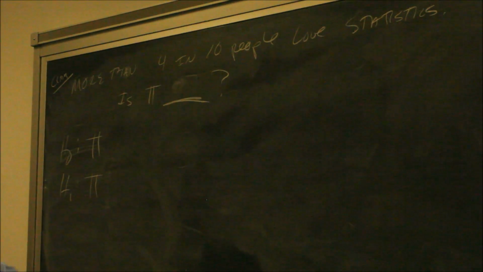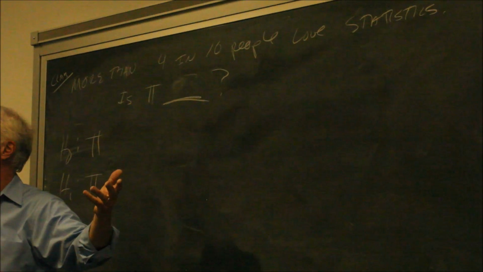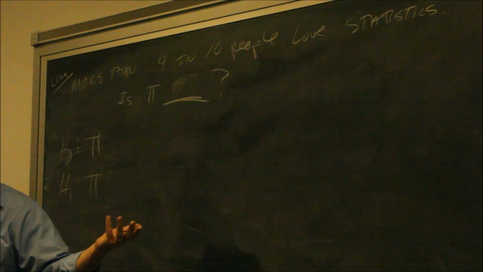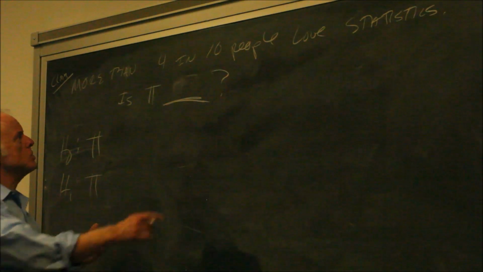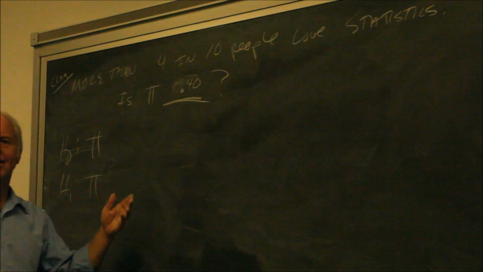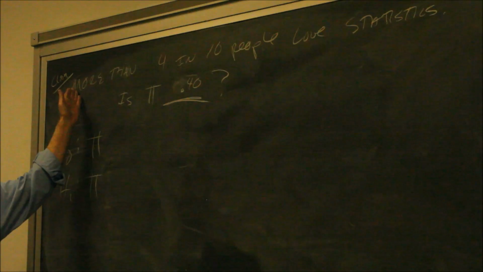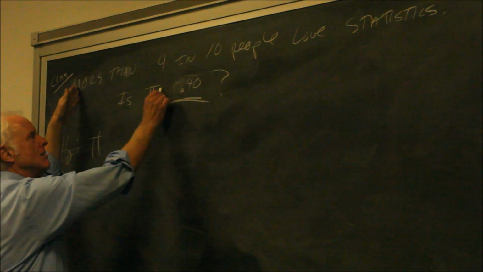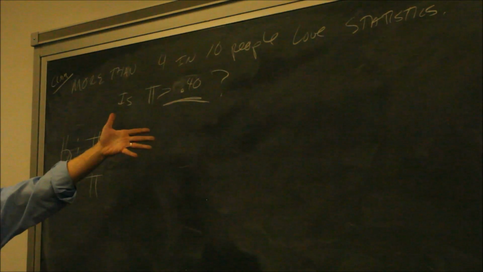And so, what are we testing here? More than 4 in 10. Well, what's 4 in 10 as it relates to percentages or proportions? 40%. 0.40. Okay, so we're saying what about 0.40? It says more than. And so the way I would designate it is pi is greater than 0.40, right?